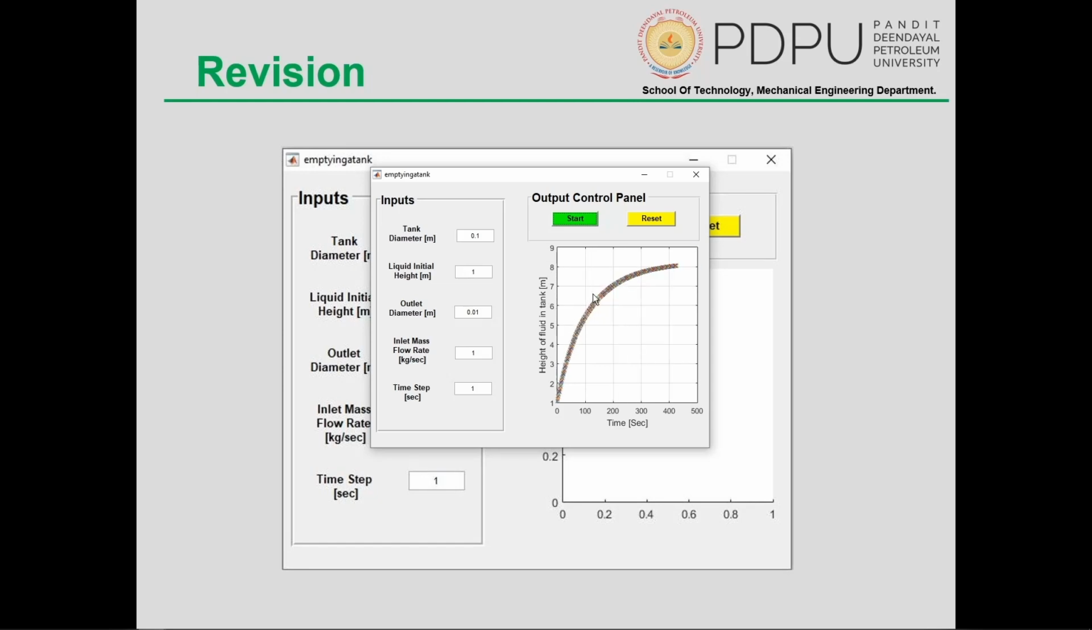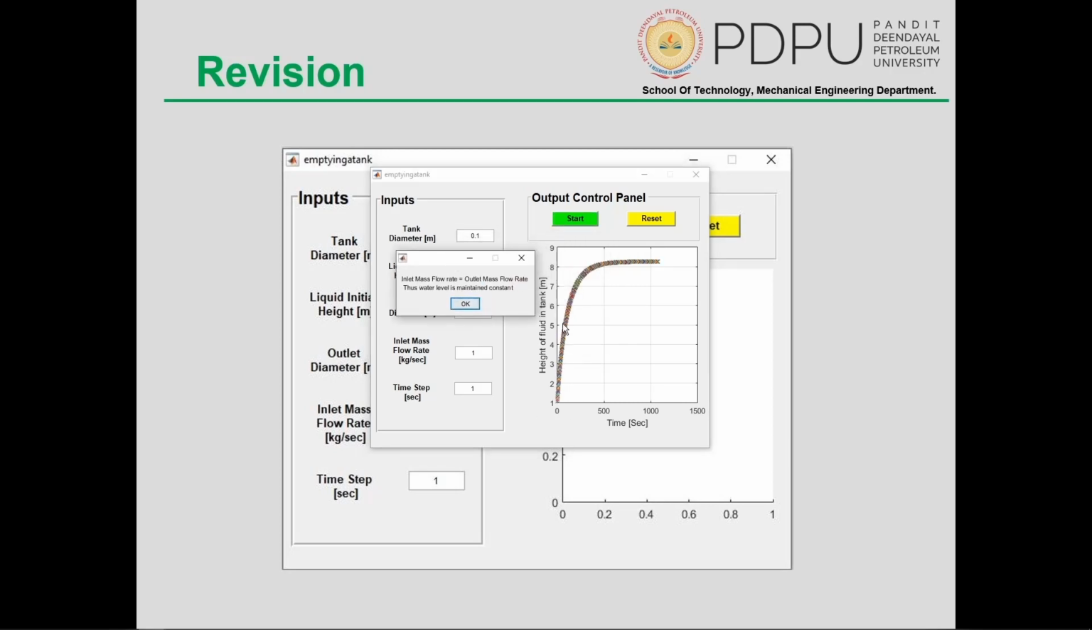As there is an increase in the height, the discharge rate is also increasing. If you remember the equations, the discharge rate was a function of the height of the water column. As the height is increased, we will also see an increase in the discharge rate, and therefore at a certain height we will see that the mass flow rate in and mass flow rate out will become equal, and therefore the water level will become constant at around 8.2 or 8.3.